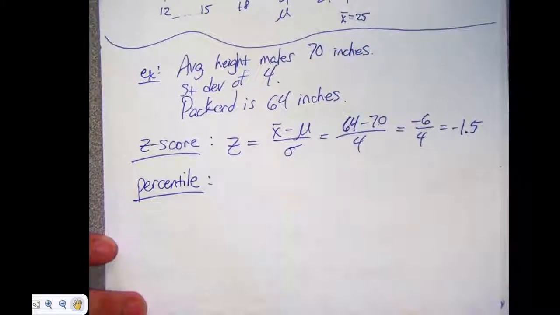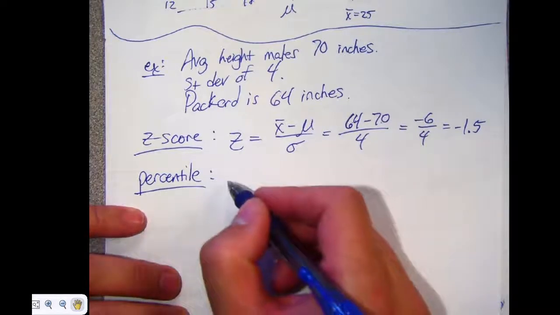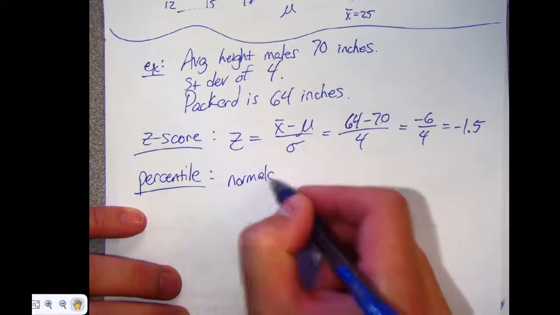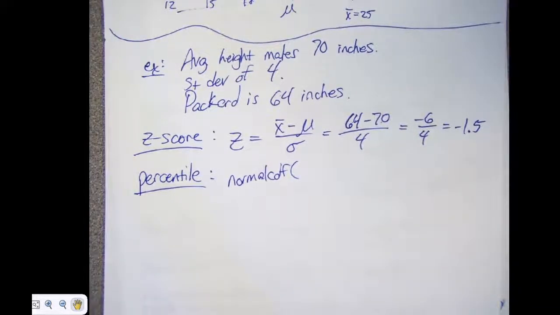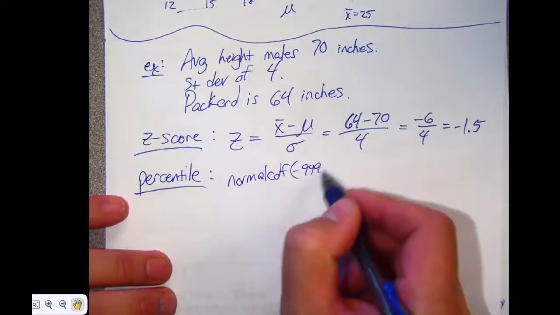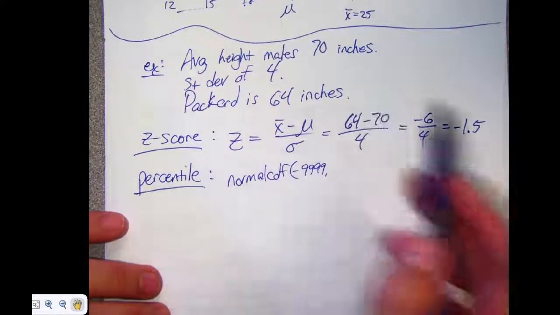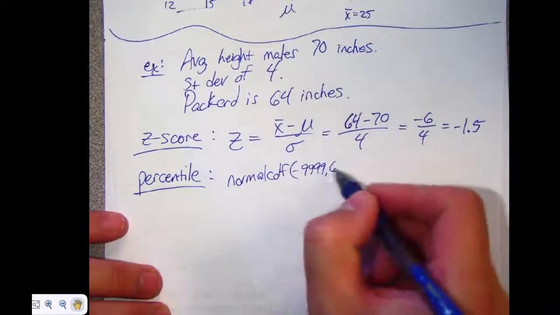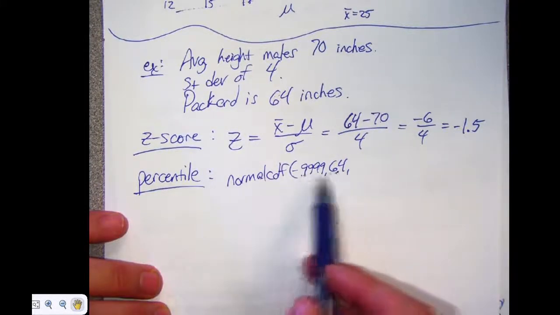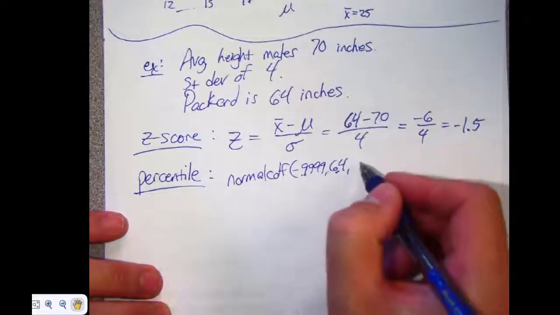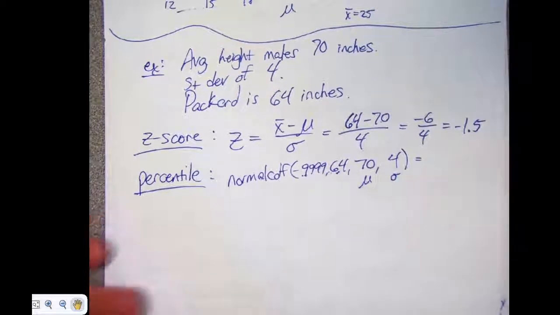Then I'm going to find the percentile. What's the calculator command for that? Second distr, and then normalcdf. And I want to know everything below negative 1.5. So that starts at like negative infinity, negative 99999, and I want to go up to 64. So I want to find 64 inches and everything below that. That's what this is trying to accomplish here. Then tell the calculator the mean and the standard deviation, and label them.